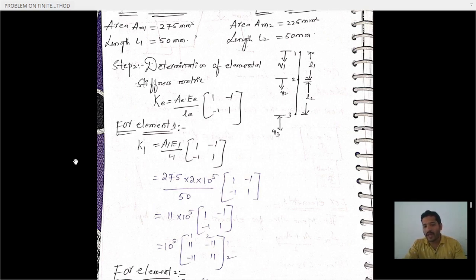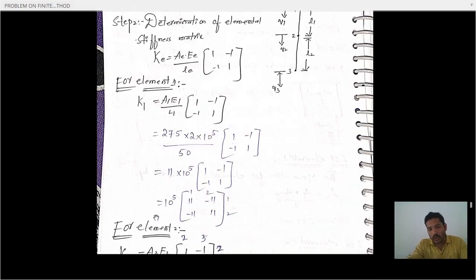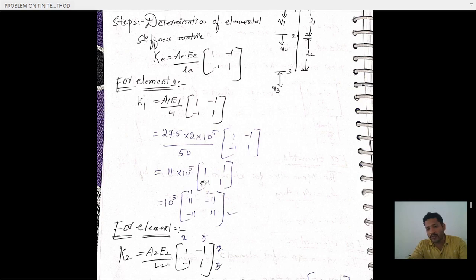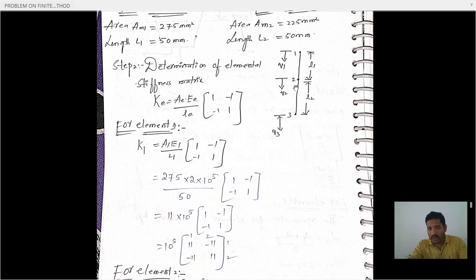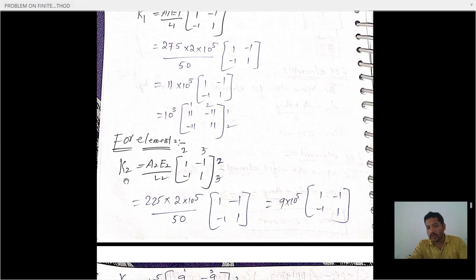Please represent it as AM1 instead of A1; don't be confused. If you divide the whole value, you will get 11 into 10 power 5 times [1 -1; -1 1]. After that, we multiply this 11 with the matrix: [11 -11; -11 11]. This first element lies between the first node and second node. For element number 2, K2 is equal to A2 E2 by L2 times [1 -1; -1 1].